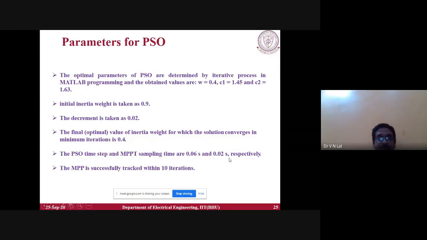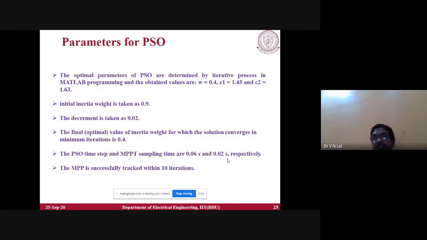Now come to the PSO time step, the actual value of the PSO time step in this case study. The MPPT sampling time was given as 0.02 second. So this 0.02 second is given to each particle, 0.02 second for one particle. So what will particle 1 do within this 0.02 second? It will do all the calculation. The new position of particle 1 is decided. Position means the voltage reference is decided.